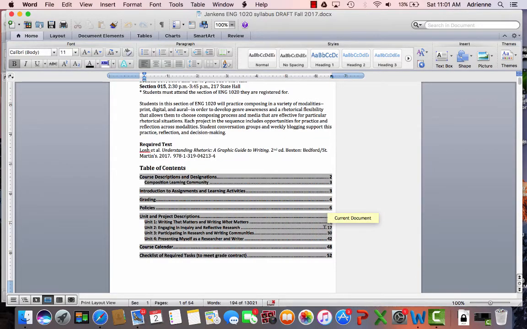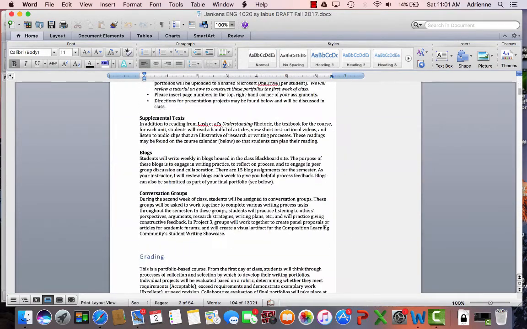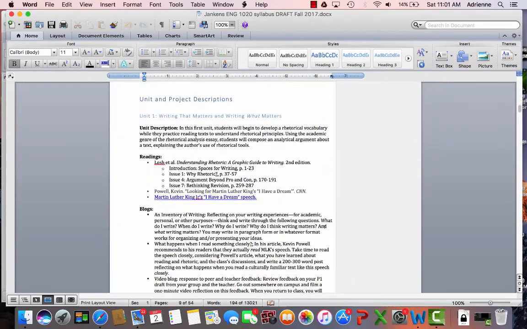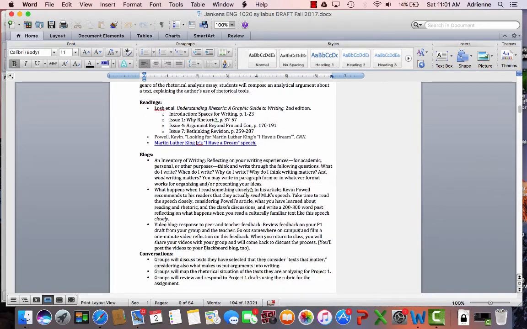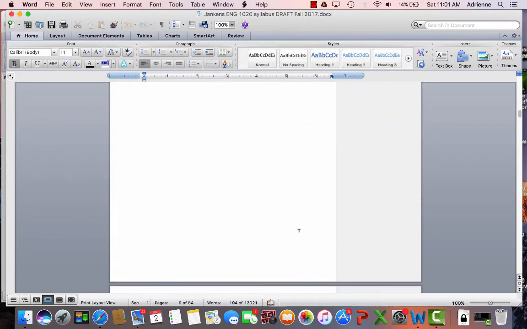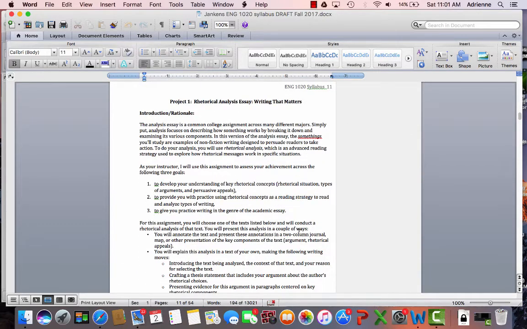Starting on page 9 of the syllabus is where I have all that Project 1 information. So you can look at some of the reading we'll do throughout the project, the blogs that we'll write, and the conversations that you'll have, and I'll give you specific directions for those things. But right now I want to look at the Project 1 rhetorical analysis essay assignment itself.